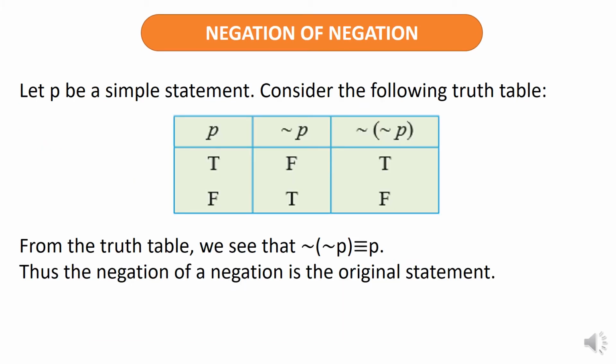Next, negation of a negation. This is simple enough to understand. Just consider the truth table. The first column, that is P, has values true and false. The second column, not P, would be false and true. Therefore, the negation of not P, that is not not P, would again come as true and false. That means not not P is the same as P. So the negation of a negation is the original statement.